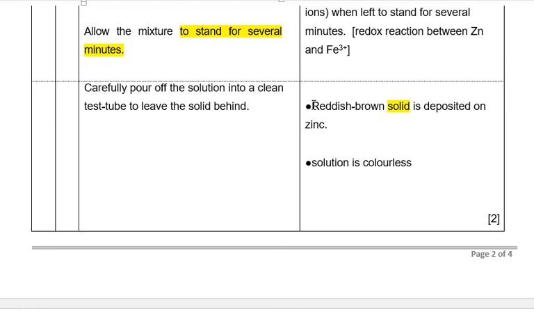I have a few of you who wrote, oh, the zinc has turned rusty. No, first of all, iron is the only metal that rusts.